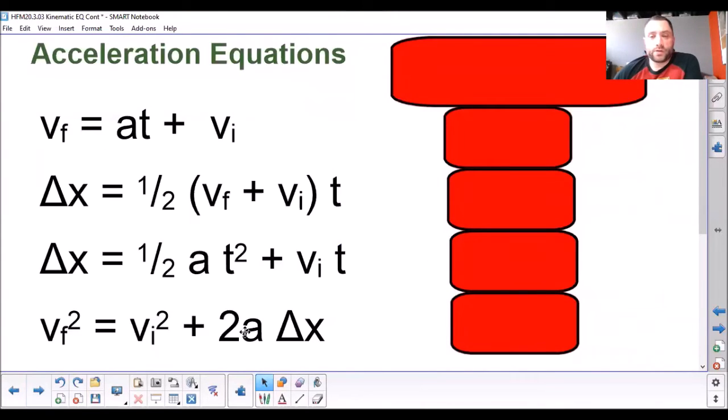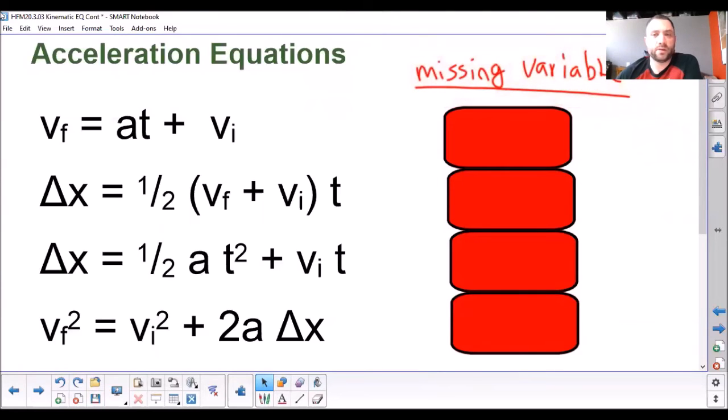So here are all of our equations. But if you noticed when you were using them after last class, hopefully you noticed that something was missing. There was a missing variable in each one of these equations. In the first case, what's missing is delta x. That first one has nothing to do with position. All it tells us is velocities, accelerations, and times. There's no position in it.